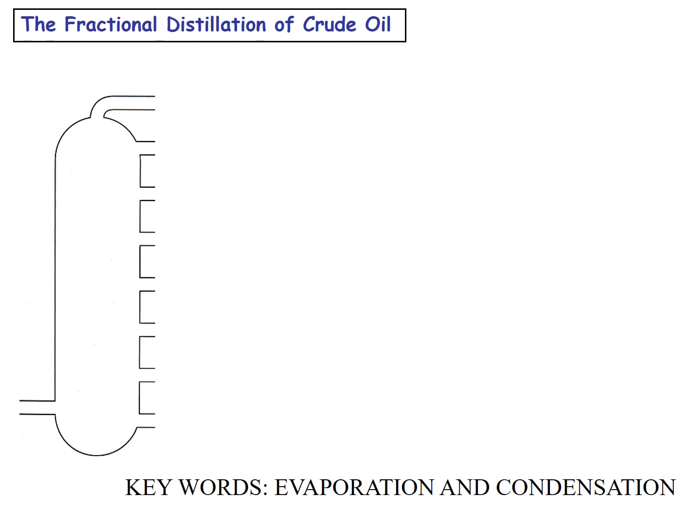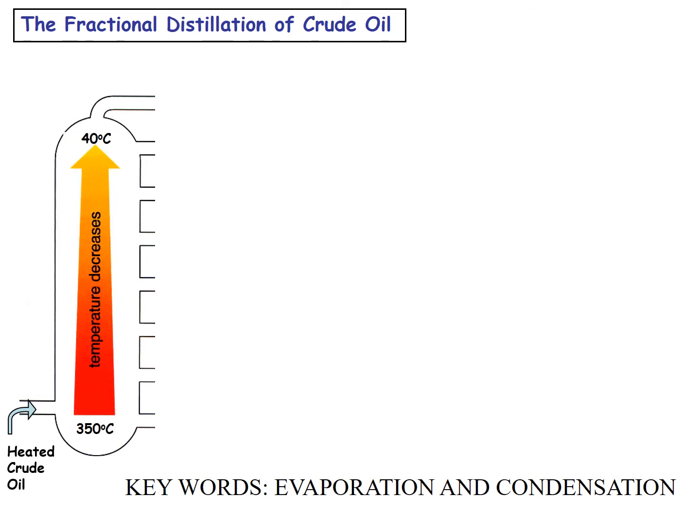As you can see at the bottom, I've put in two really important words that we must use when talking about the process of fractional distillation. Evaporation, or you can use the word vaporization, either one, and condensation or condensing. So what happens is the oil is superheated to about 350 degrees Celsius, and it's piped in to the bottom of the fractional distillation column.